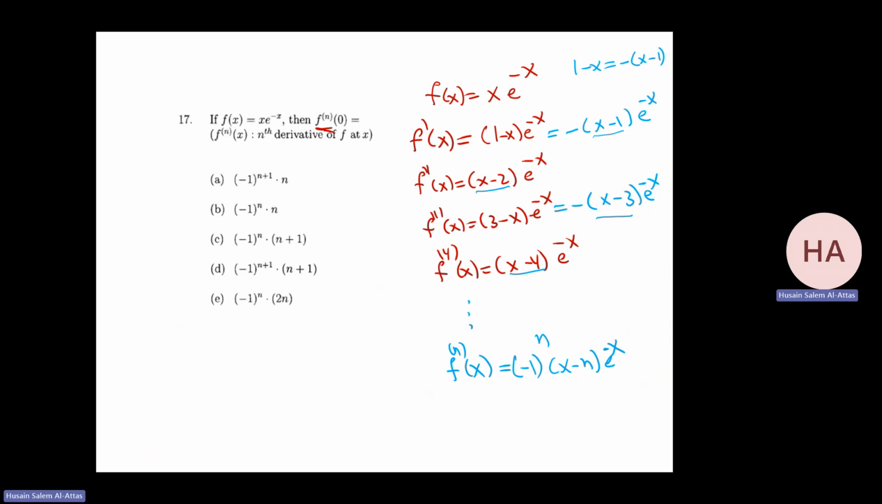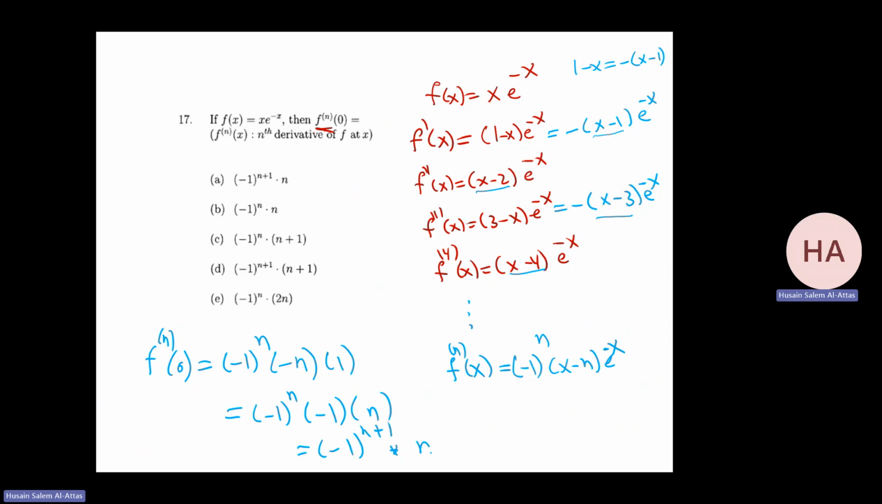Okay. Now what do they want? They want the nth derivative at 0. So if I have x equals 0, what will happen? I have minus 1 to the power n, times 0 minus n, so it will be minus n, e to the power 0, which is times 1. So actually it will be minus 1 to the power n times minus 1 times n, which is minus 1 to the power n plus 1 times n. So that will be my answer.